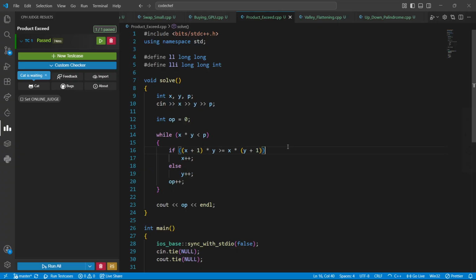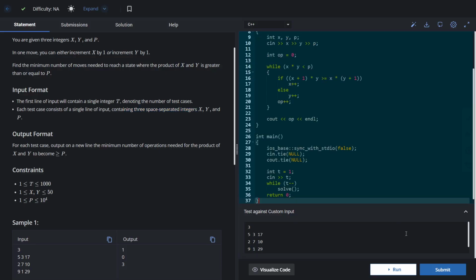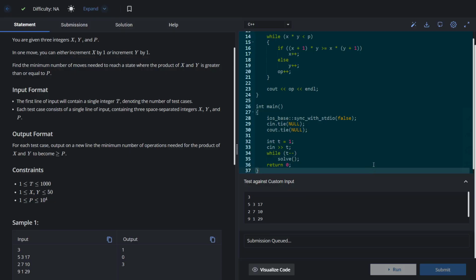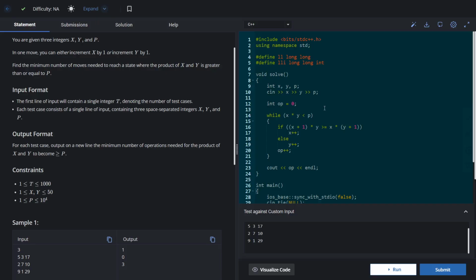The sample test cases got passed. Let's try to submit in the online editor. Yes, this one also got accepted.